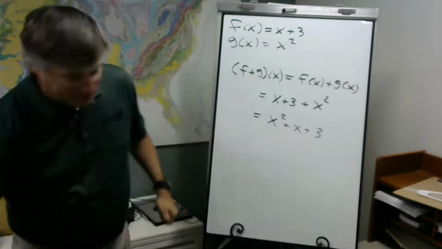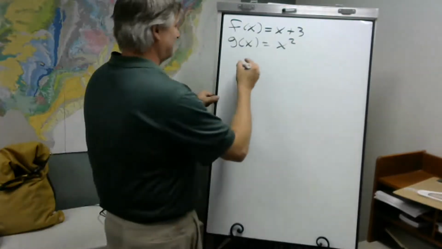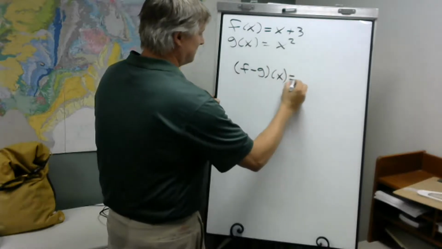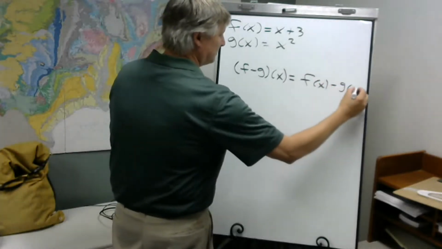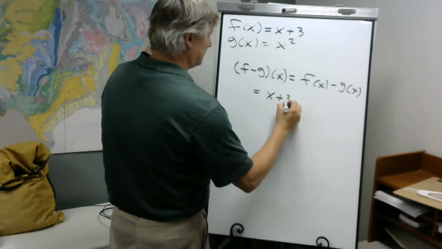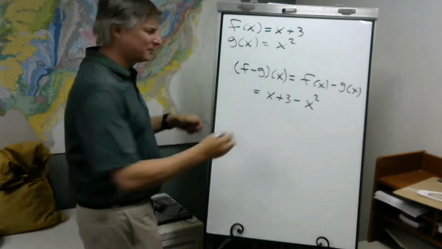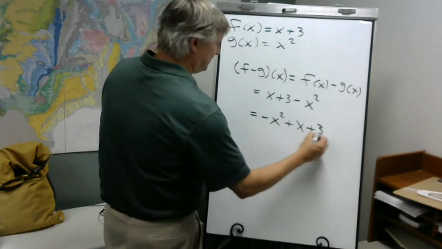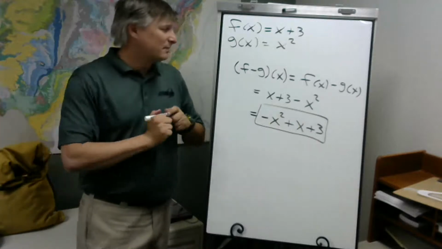Now for f minus g, we say this. And that gives us f minus g. And again, we'd probably put this in standard form. Minus x squared plus x plus 3. And so that would be f minus g.